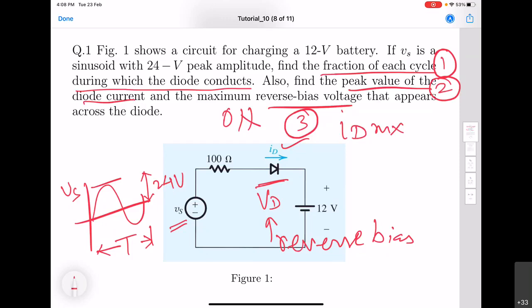Hello, sir. Yes, sir. The fraction is 1 by 3. Is it correct? Peak value is 0.12 ampere and maximum reverse bias voltage is 36 volt. Okay, so let us see how to solve this one.